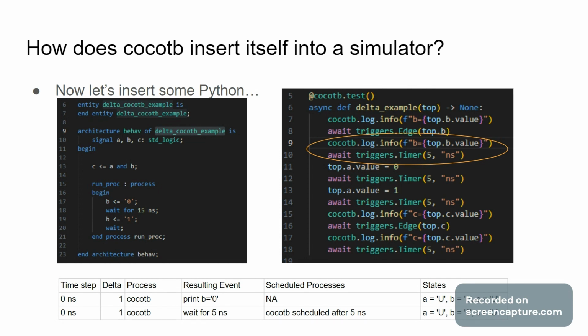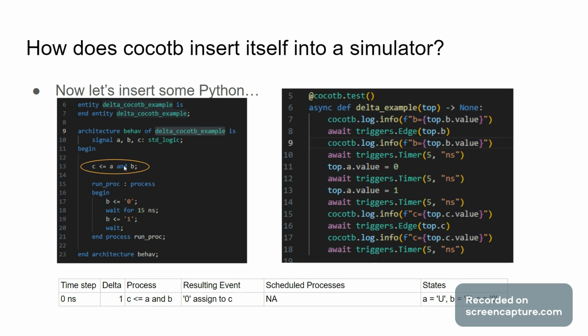So now that that's finished, we're going to do line 13, where, I'm actually not even sure why this is true, but zero ANDed with uninitialized is always zero, apparently. And there's no process that's sensitive to C, so nothing else gets scheduled. In which case, the next timestamp is going to occur. The next timestamp is going to be the one that's only 5 nanoseconds from now, so cocotb is going to get scheduled again.